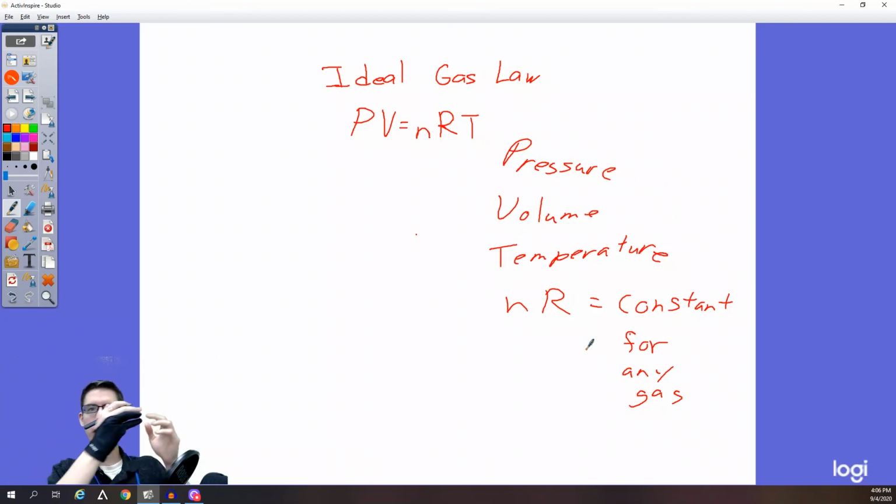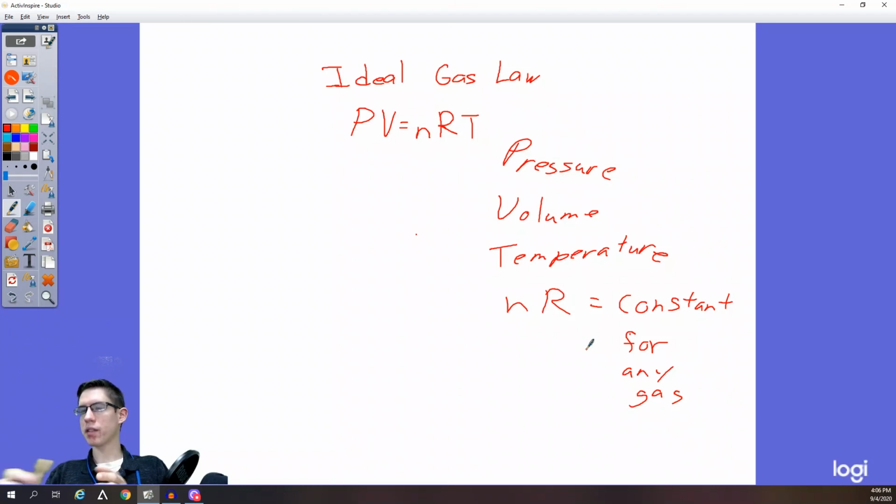So as long as I'm comparing oxygen to oxygen, N and R are pretty much always going to give us the same value. And as long as I'm comparing helium to helium, N and R should always give us the same solution. So the things that we can manipulate in a given experiment are pressure, volume, and temperature.